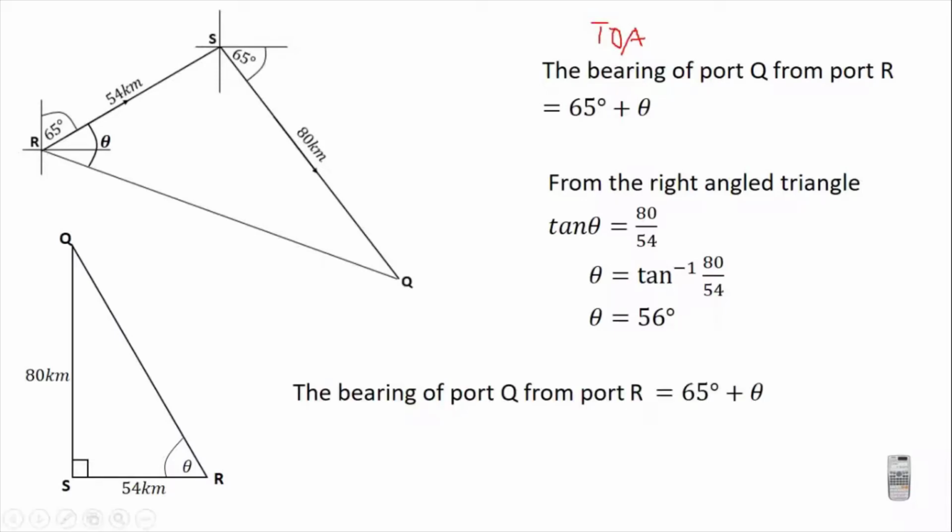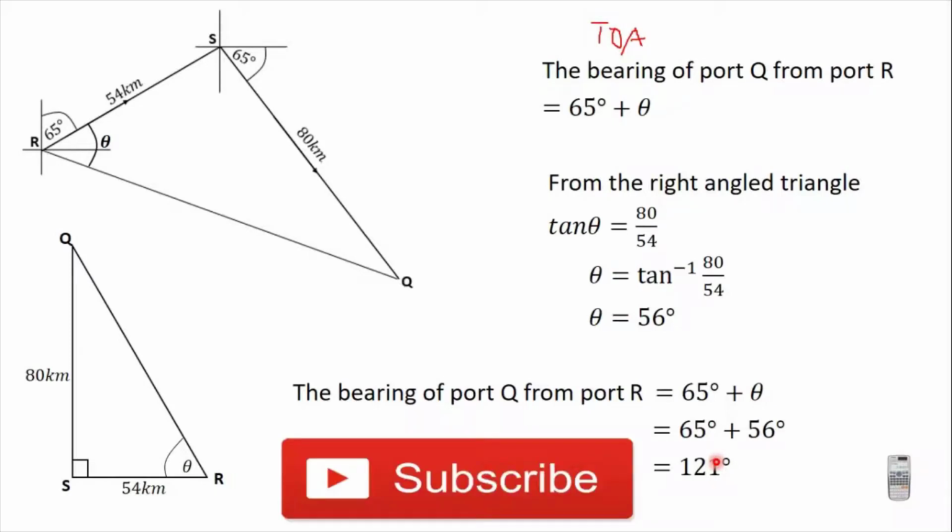So we have found theta. But theta is not the bearing of port Q from port R. We know that the bearing of port Q from port R is 65 degrees plus theta. We have found theta to be 56 degrees. So the bearing of port Q from port R is equal to 65 degrees plus theta, which is now 56 degrees. And this is going to give us 121 degrees. So we can say that the bearing of port Q from port R is 121 degrees.